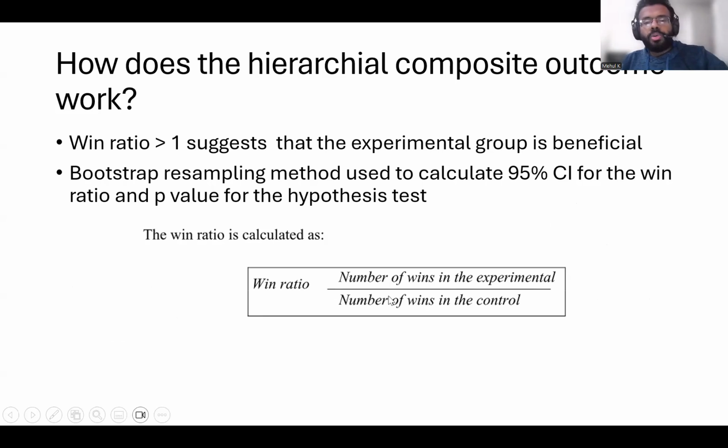For the win ratio, they compared the number of wins in the experimental group to the number of wins in the control group. Obviously, if there are more wins in the experimental group, that means the experimental group is doing better. So a win ratio of more than one will favor the experimental or treatment group, whereas if the win ratio is less than one, that will favor your control group. Okay.